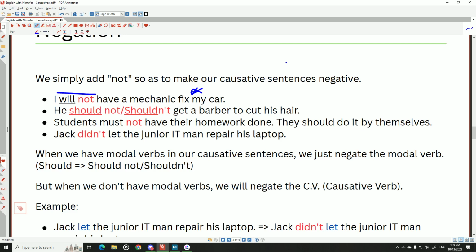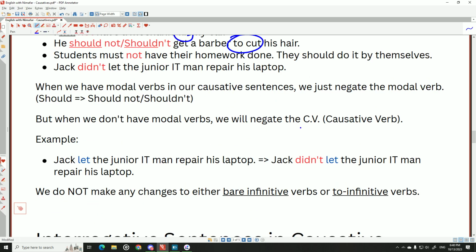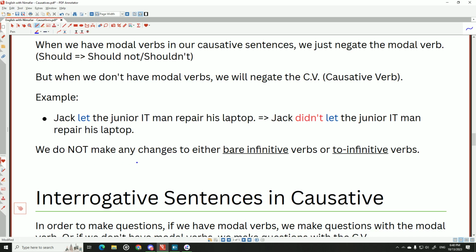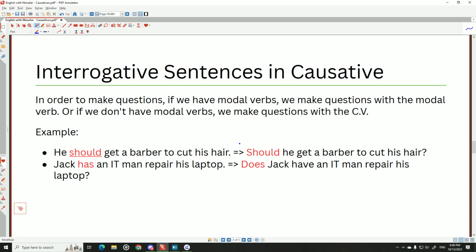That's because that's past. Or he gets, he doesn't get. Okay? It's like this. And we never make changes to this verb; it's always the same. So when we have modal verbs, we negate the modal verb. When we don't have it, we negate the CV. We do not make any changes to either the bare infinitive or the infinitive verbs. That's for this. Interrogative sentence. Interrogative means question, when you want to question someone.